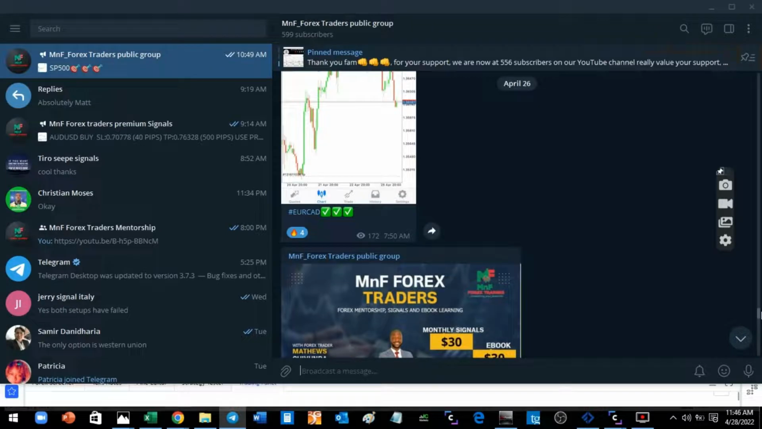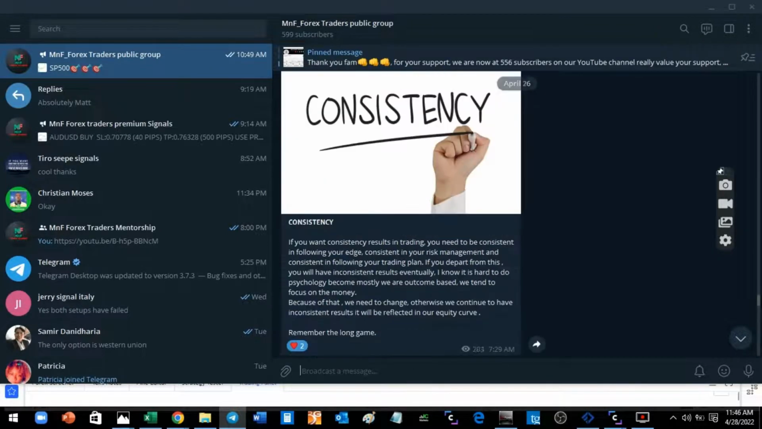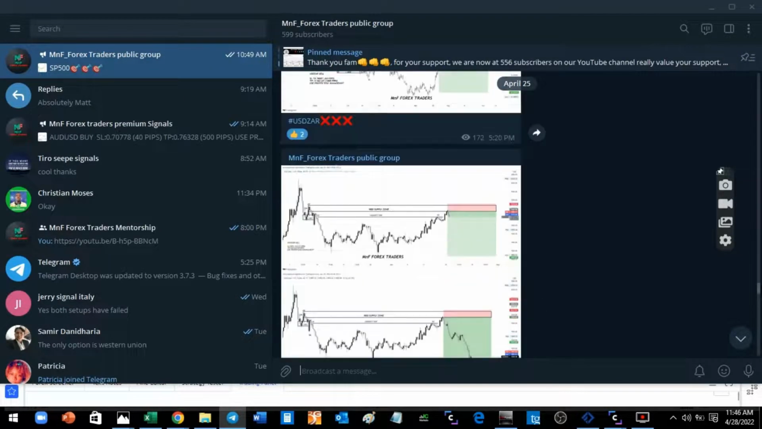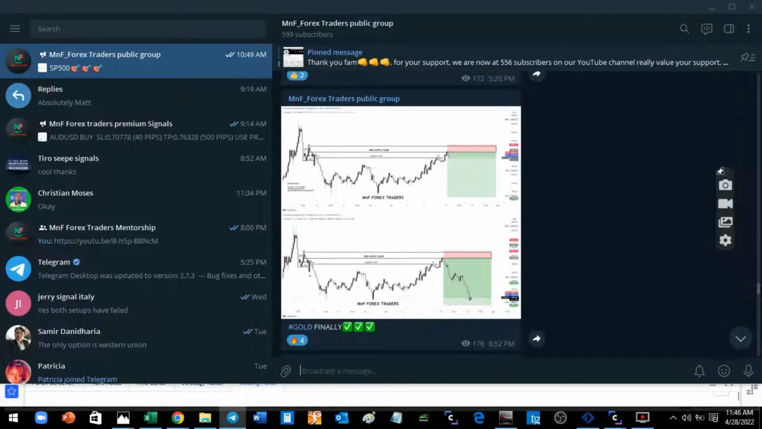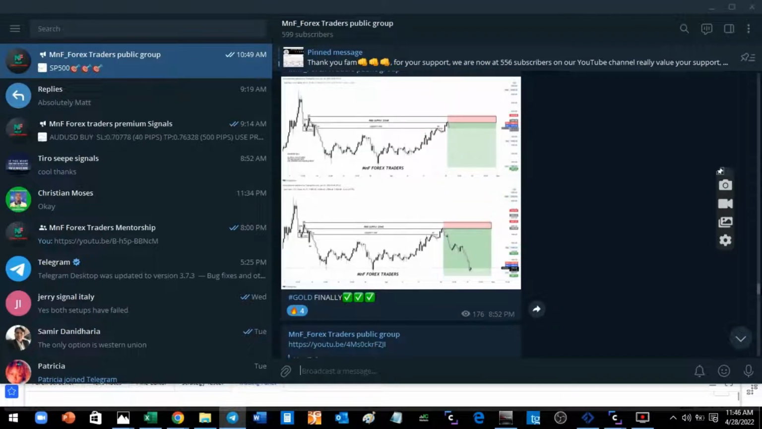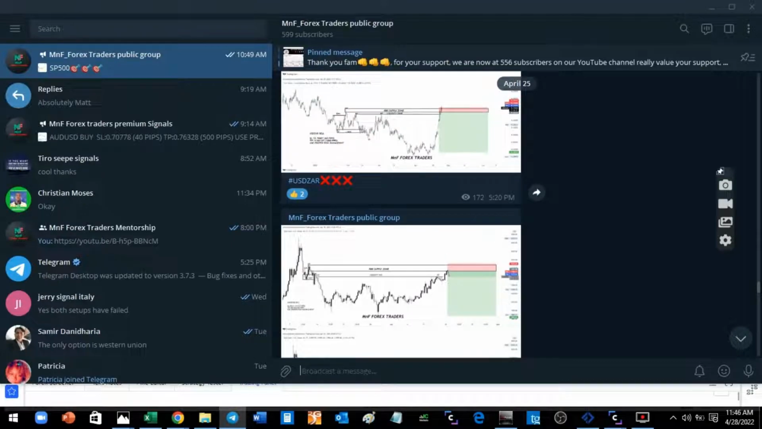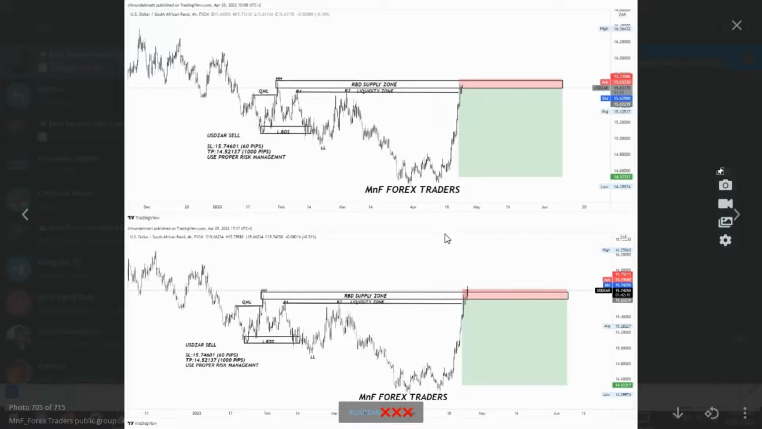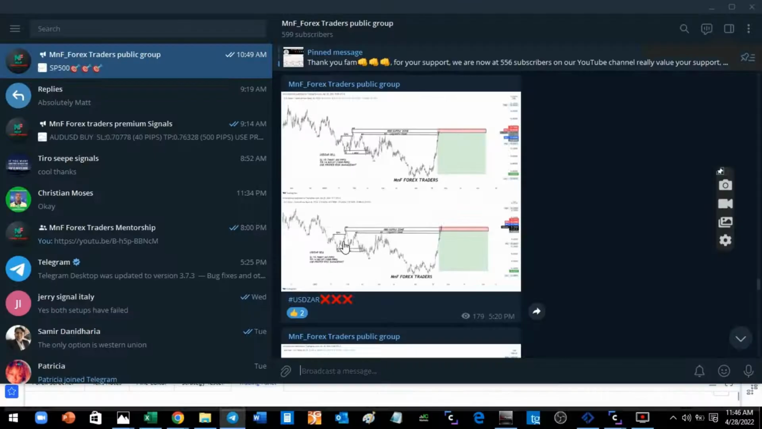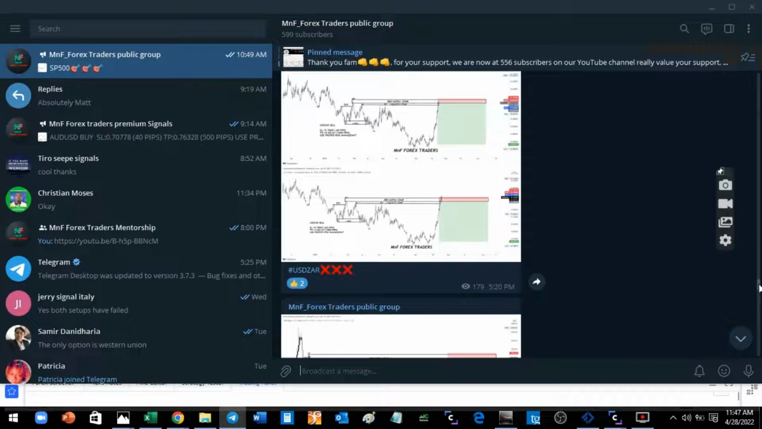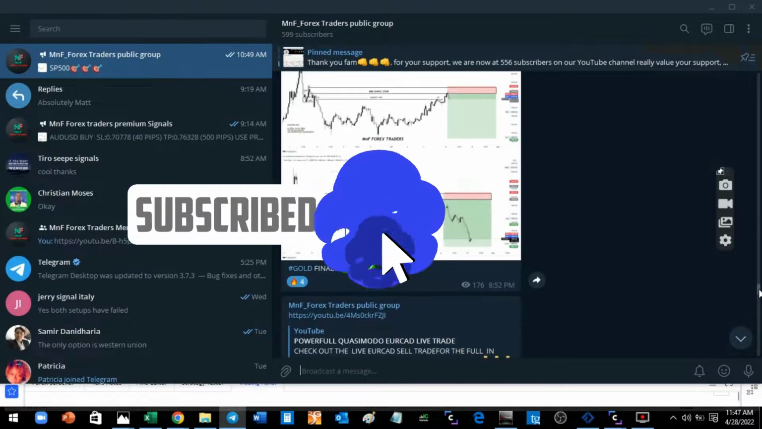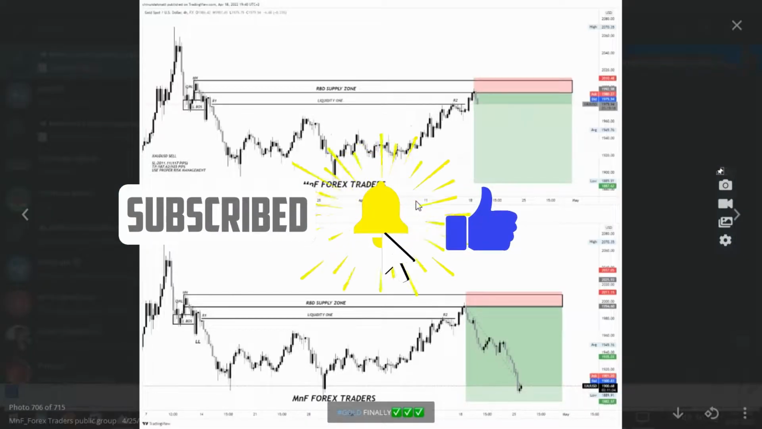It's all about probability. It's all about probability, and therefore you need to continuously execute. Okay? Look at this. Exact same setup, right? Guess what happened? It failed. It failed, right? Why? There's a random distribution between wins and losses.